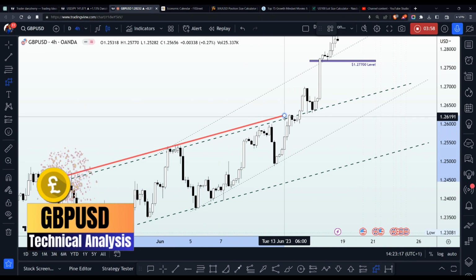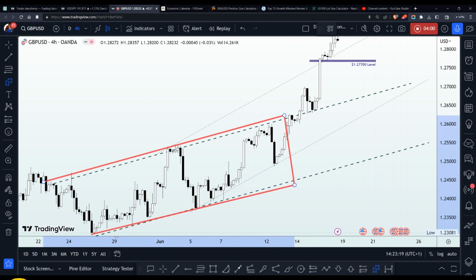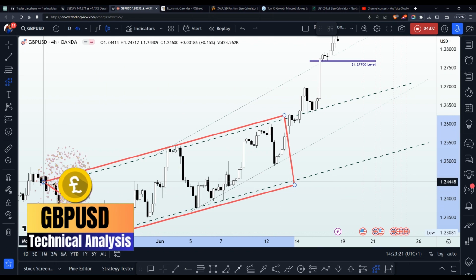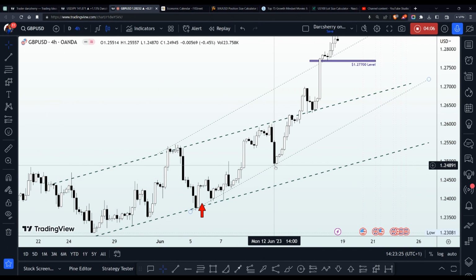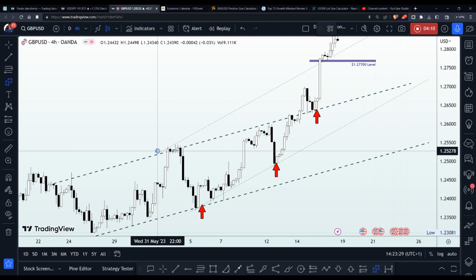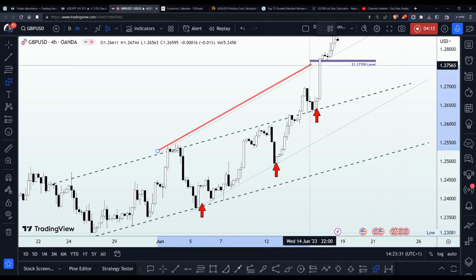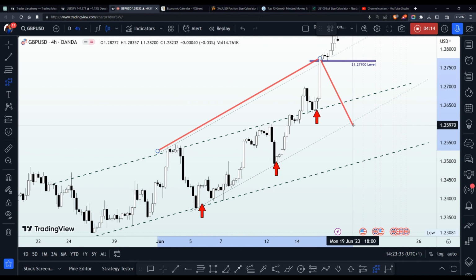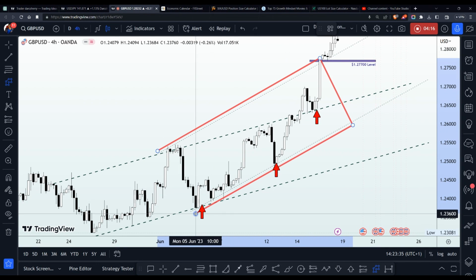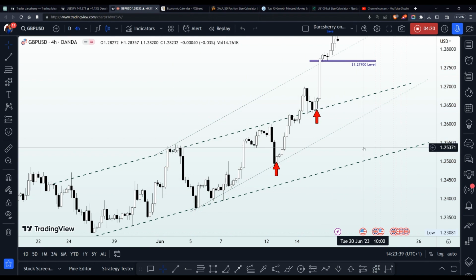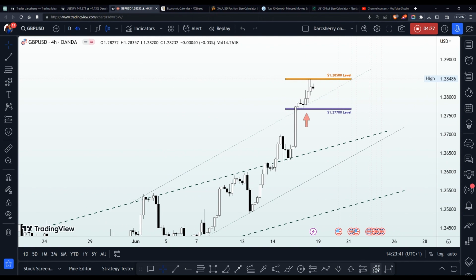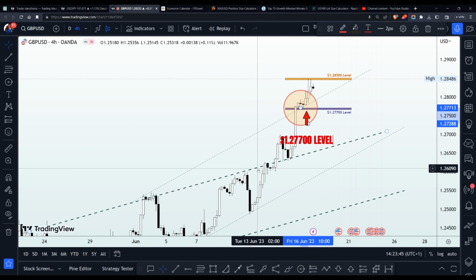So initially we had this ascending channel right here. Then we saw what happened during the beginning of last week's trading session, where we saw a deviation from that initial ascending channel into another new one, leading to the breakout of the resistance line of this new ascending channel at around the 1.27700 level.